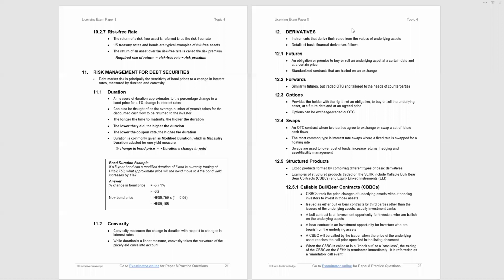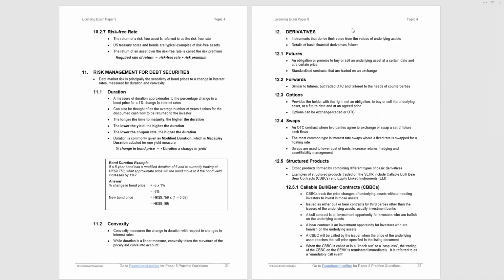So we're told, on section 11.1, a measure of duration approximates to the percentage change in a bond price for a 1% change in interest rates. So if interest rates change by 1%, which is a big change, then the bond price will move by the percentage of the duration. For example, if duration was 5, the bond price would move by 5% for a 1% change in interest rates. And it's an inverse relationship. So if interest rates go up, the bond price goes down and vice versa.